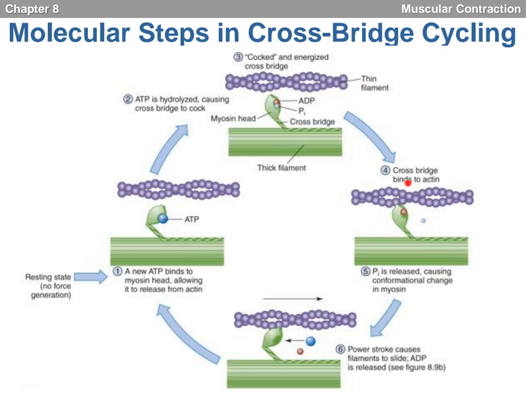Here's the thin filament. A cross bridge can now form. Inorganic phosphate is released, causing a conformational change, and that causes the power stroke. After the power stroke, the ADP can dissociate. Now we're back to the rigor state, where they're tightly bound, and they will stay bound until there's ATP available. Then new ATP binds to the myosin head, allowing it to release from the actin, and we go through the whole circle all over again.